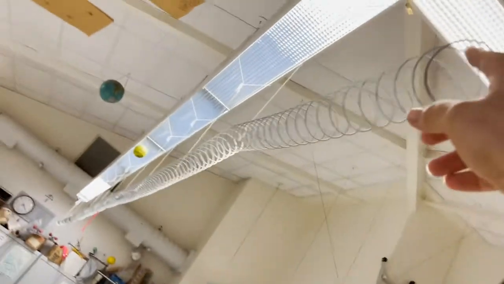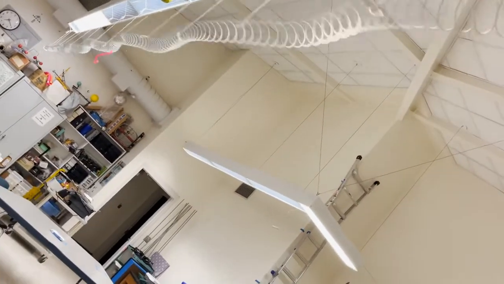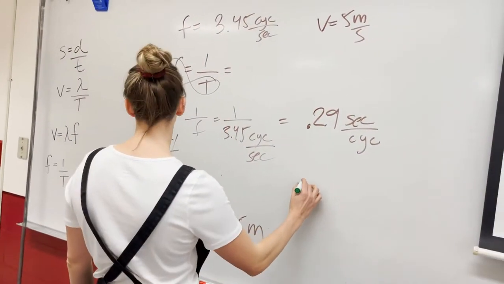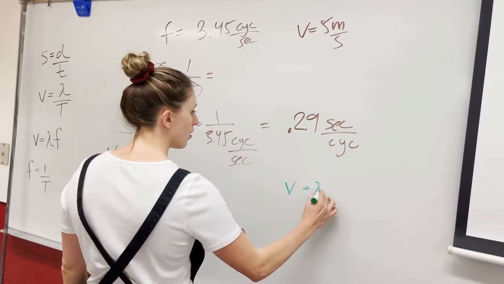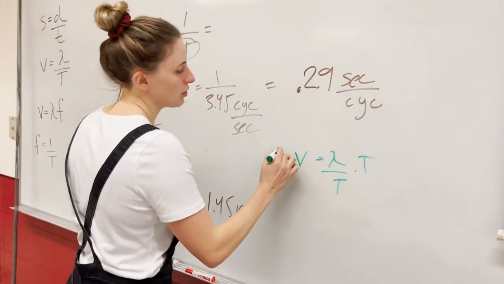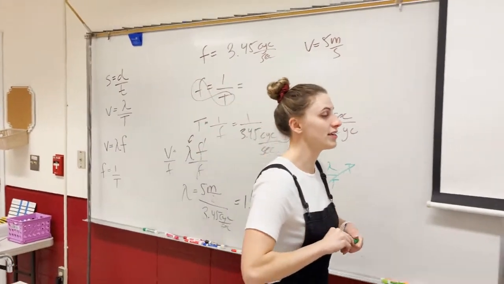So that's about 1.45 meters. And also, if you did use this one right here, which again I just wouldn't because you could get it wrong, then you would just do v equals the wavelength times the frequency, right? And if you did that, you're not wrong.